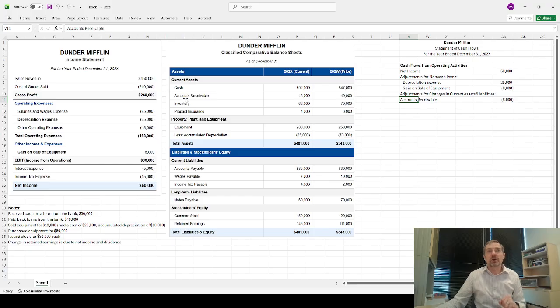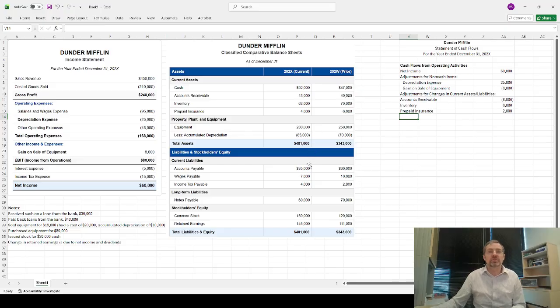And we do the same for all of the other current assets. We also do this for inventory. Inventory went down 8,000, so we have to add the 8,000 for the change in inventory. Prepaid insurance is the last current asset. That one went down 2,000 from 6,000 to 4. So we add the $2,000 difference.